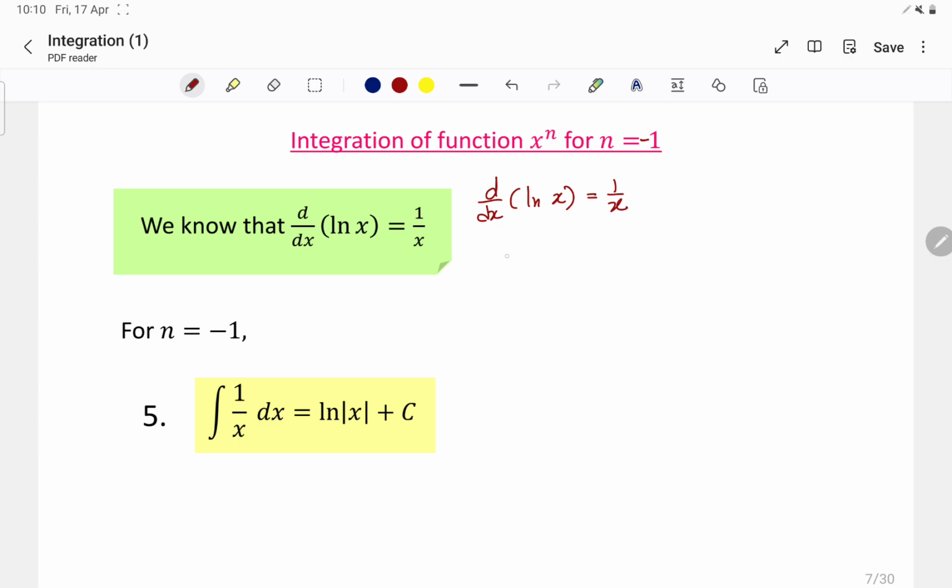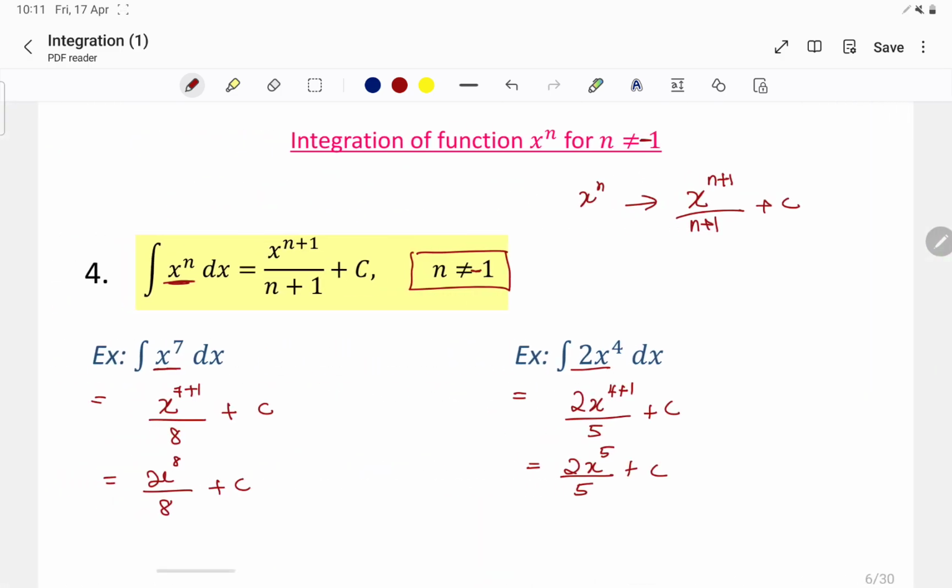So here, 1 over x is actually x to the power of -1. So when you integrate x to the power of n, and your n here is equal to -1, once you integrate 1 over x, you will go back to ln x plus c. So anything that is 1 over x, you're going to get ln x. Remember, only for 1 over x or x to the power of -1. Other than that, you have to use the previous rule.